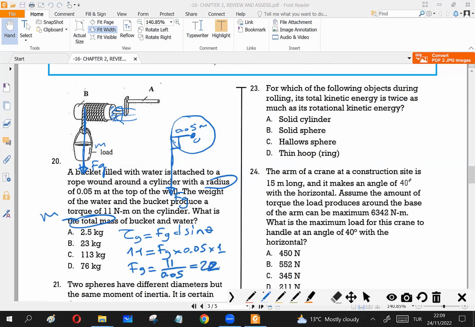Newton. But we need to calculate the mass. You have to divide this by 9.81, because we know that Fg is equal to m times g. Mass is going to be Fg divided by g. 220 divided by 9.81. 22, how much? 22.42. So almost 23. True. So B is the correct answer.